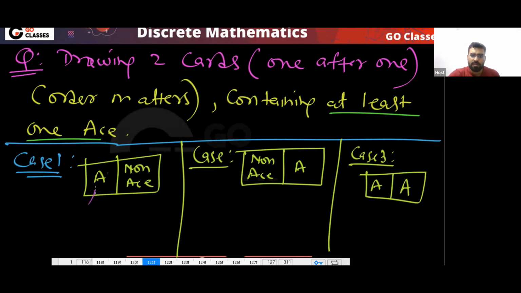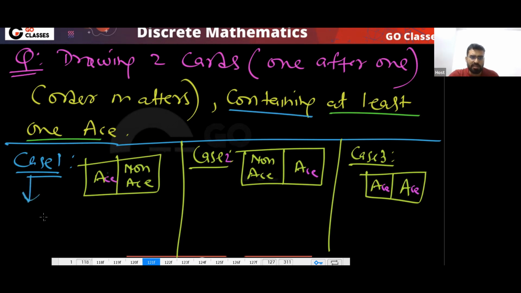Now tell me, are they mutually exclusive? Case 1, case 2, case 3. Yes, now you can notice that they are mutually exclusive, and are they exhaustive? Did we cover all the possibilities? Yes, we have covered all the possibilities because we want at least one ace, and you can notice we have covered all the possibilities.